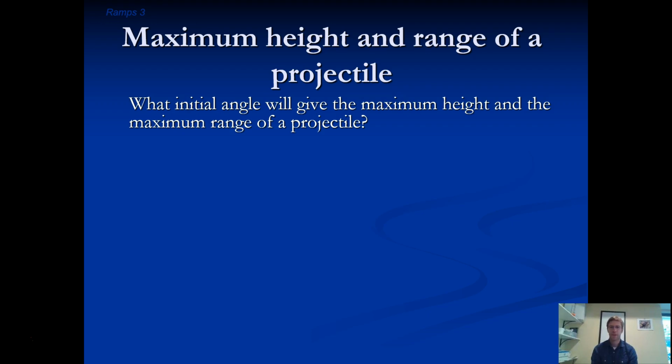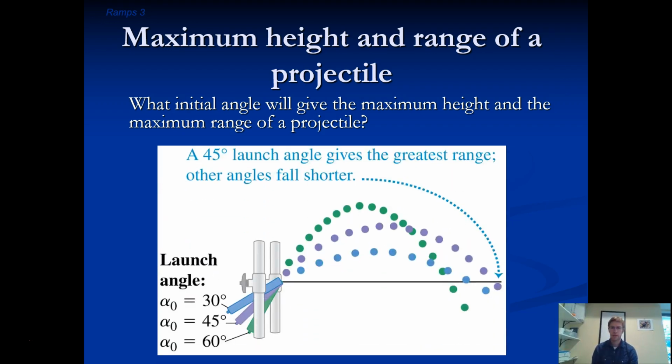If you wanted something to go the maximum possible distance, what angle should you launch it at? What if you wanted to go the maximum possible height? What angle would you launch it at? Well, to give you the maximum range, the maximum horizontal distance, you'd want to launch it, as you may have guessed, at a 45-degree angle. If you launch it at a steeper angle, it will go higher, but not as far horizontally. If you launch it at a lower angle, it will have a lot of horizontal speed, but it won't have enough height to go any further than at 45 degrees.